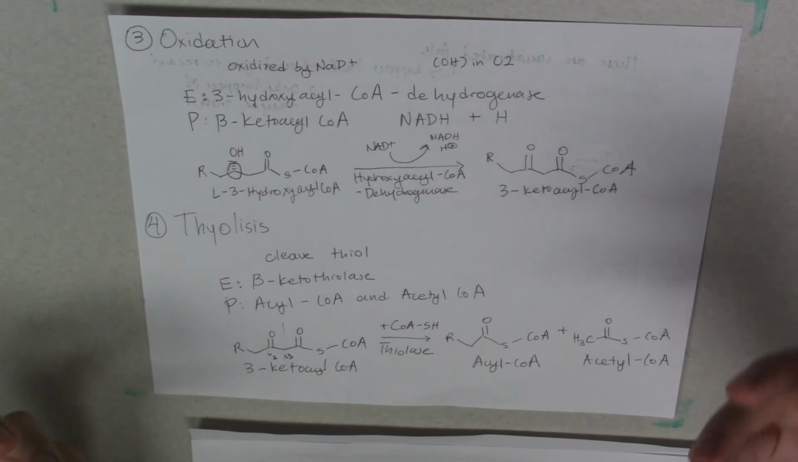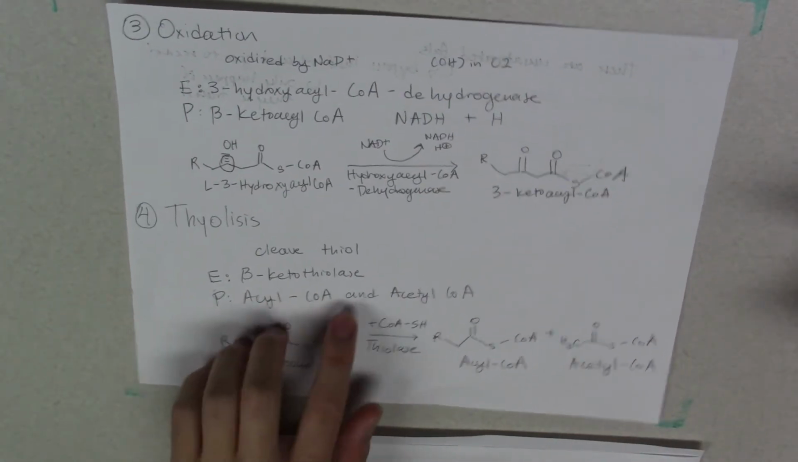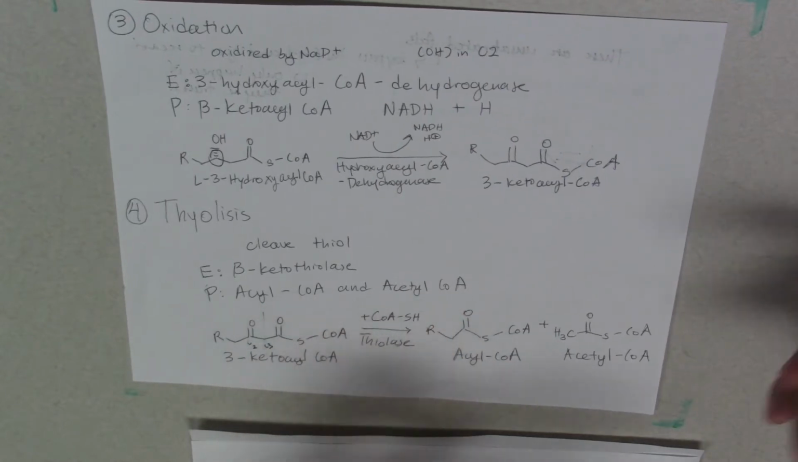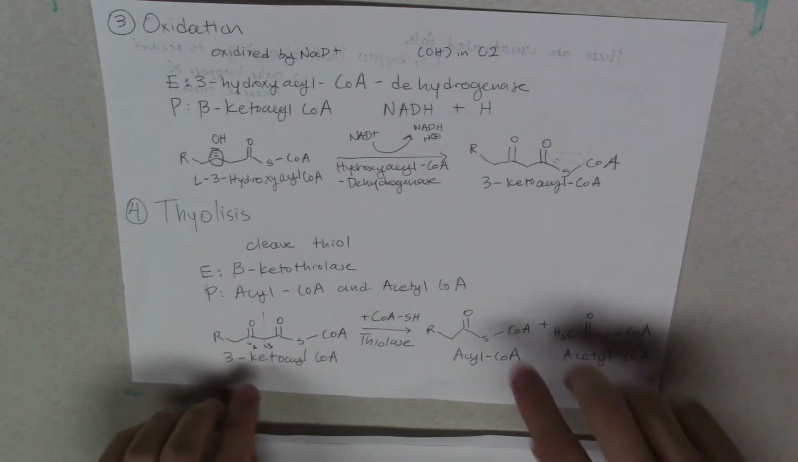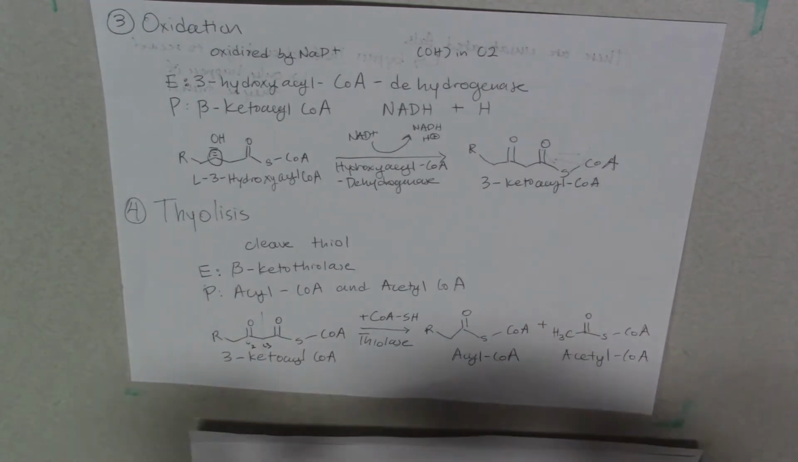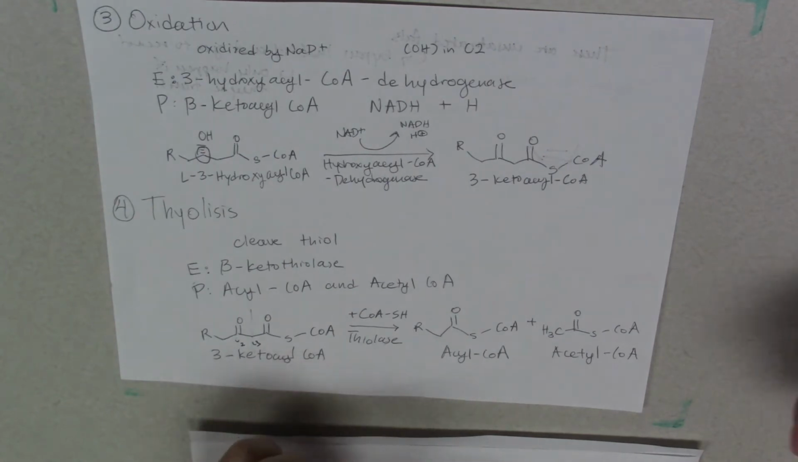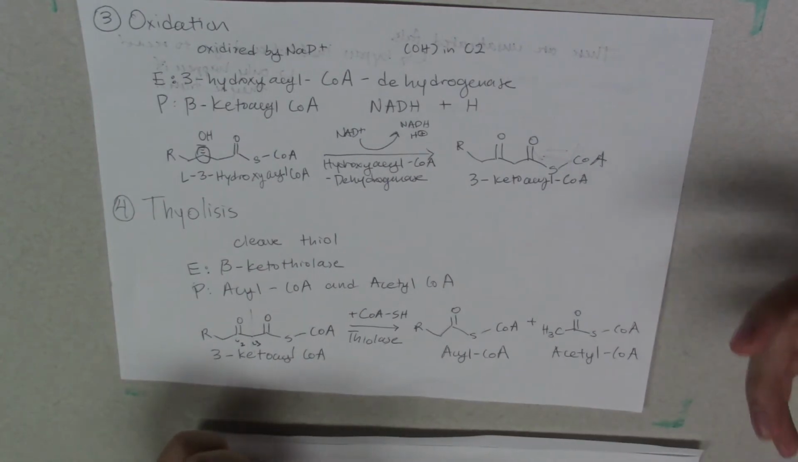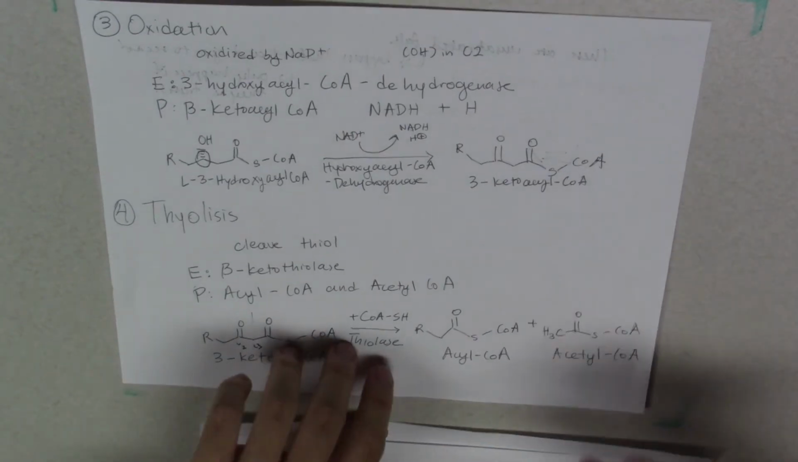The enzyme that's responsible for this is beta-ketothiolase, and there are 2 products, acyl-CoA and acetyl-CoA. This takes place between C2 and C3. Therefore, the end products are an acetyl-CoA molecule with the original 2 first carbons, C1 and C2, and an acyl-CoA chain, 2 carbons shorter than the original acyl-CoA chain that entered the beta oxidation cycle.